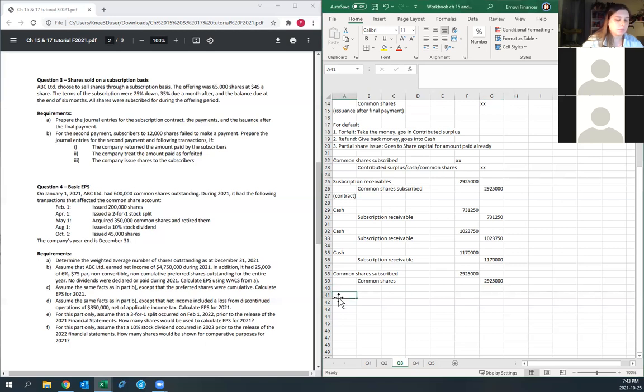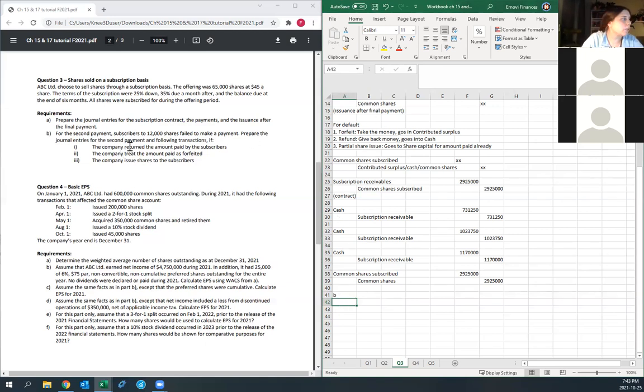For B, for the second payment, subscribers to 12,000 shares failed to make a payment. Prepare the journal entries for the second payment and following transactions if the company returned the amount paid by the subscribers, kept the amount paid as forfeited, or the company issued shares to the subscriber. So basically the three situations we had here.